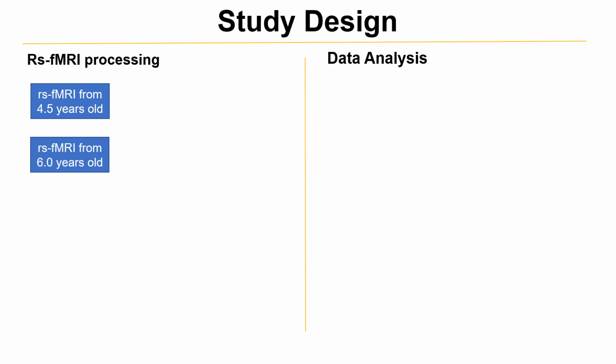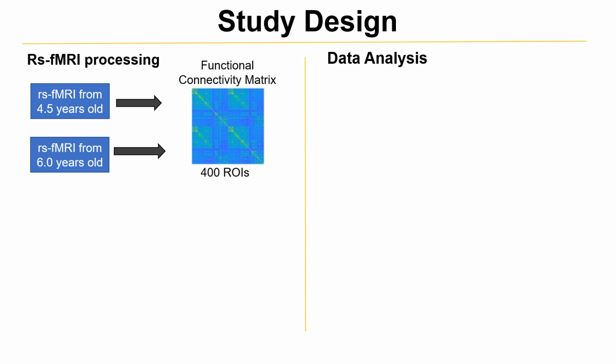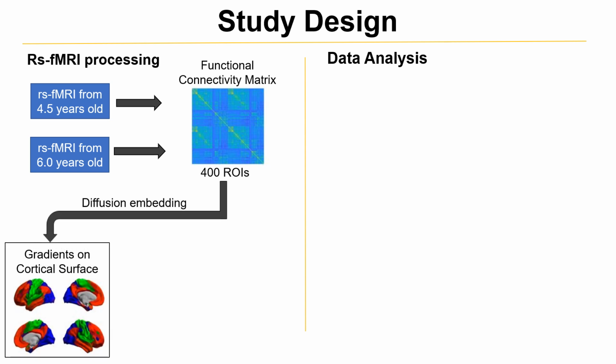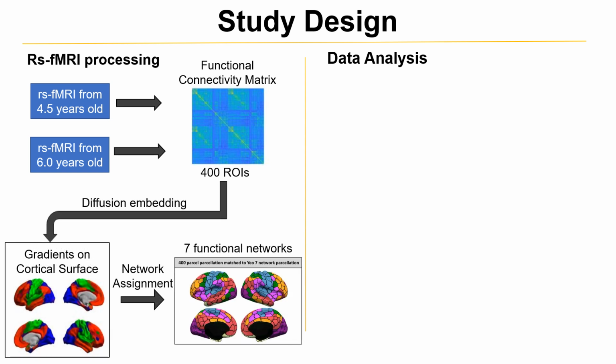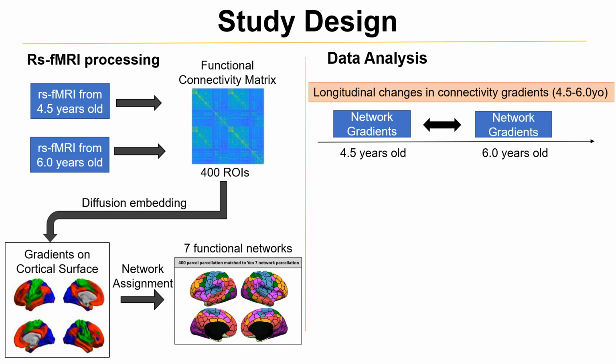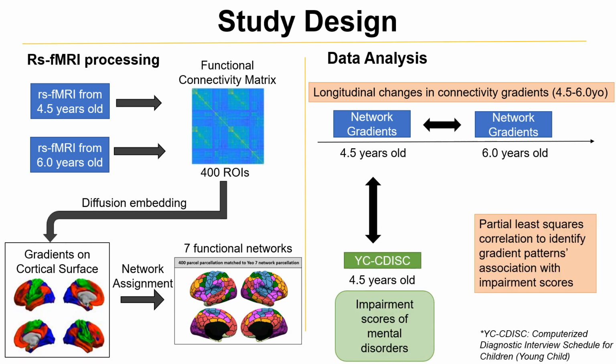In this project, we will be using the resting state fMRI scans from the GUSTO dataset in Singapore. We'll then construct a functional connectivity matrix for each of the resting state scans for 4.5 and 6 year old children. We can then derive the gradient patterns and map them to 7 functional networks. From there, we can look at the gradient patterns at each time point and investigate the longitudinal changes in the connectivity gradients within the same individuals. We'll be using the currently available questionnaire data at 4.5 years old, which assesses a few common psychiatric diagnoses, and correlate them with the gradient patterns using the multivariate partial least squares approach.